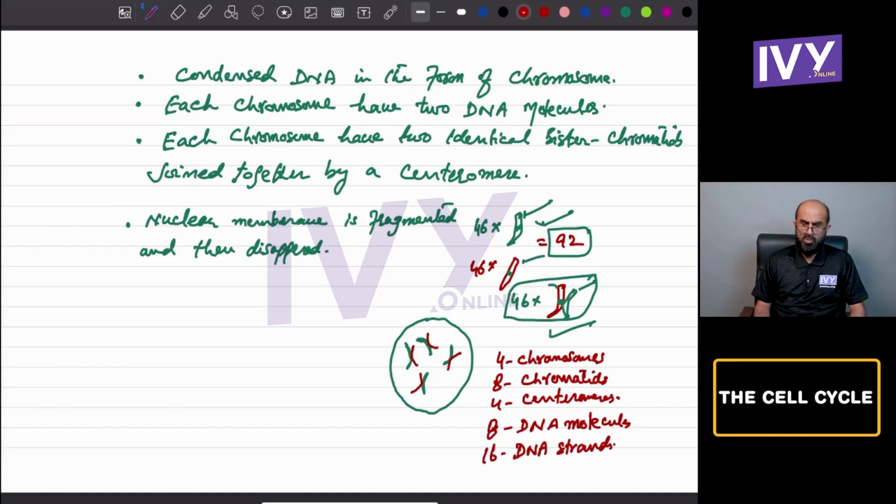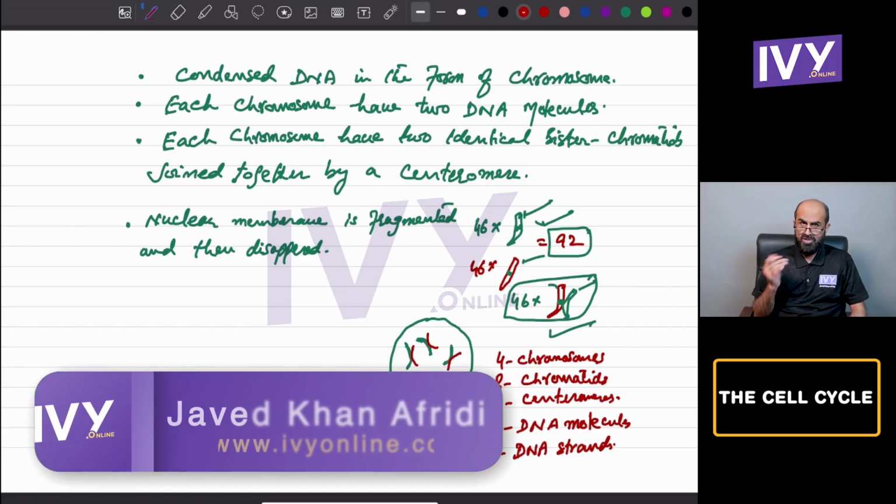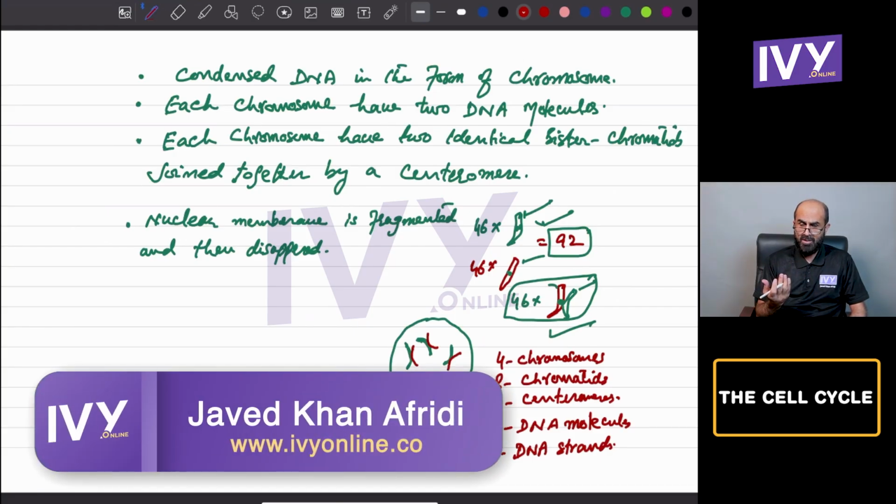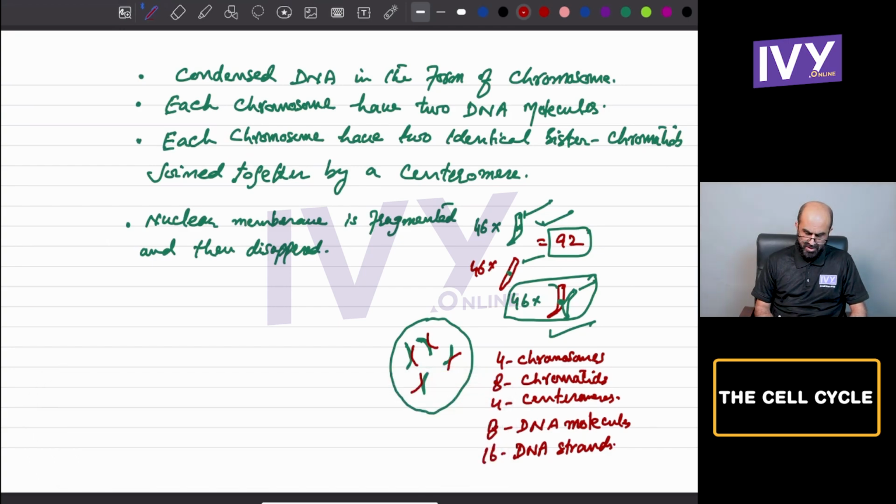Because one DNA molecule has two DNA strands, a double helical structure. So if there are 8 DNA, we have 16 polynucleotide or 16 DNA strands. We have 4 centromeres. You can see only 1 centromere where they are fused together. So each chromosome has 1 centromere. We have 8 chromatids because one chromosome is made up of 2 chromatids, and we have 4 chromosomes here.